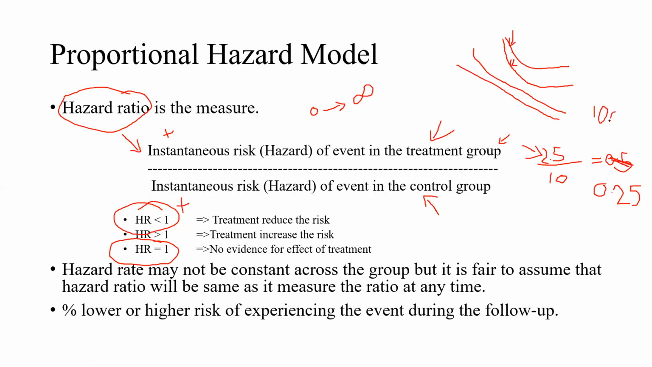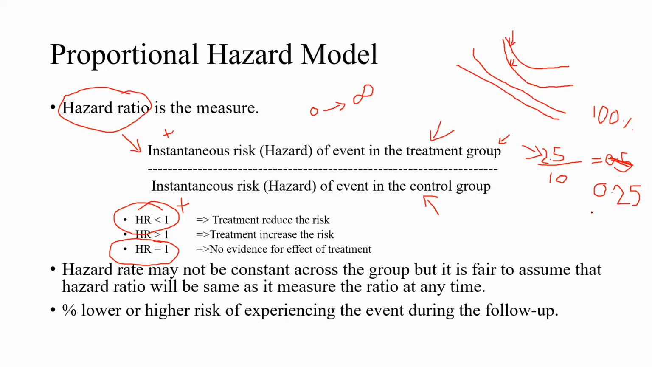And from our example, we have seen that the hazard ratio is actually 0.25, which means that the occurrence of the event among the treatment group compared to the control group is only 25% instead of 100%. So, in other words, it is 75% less likely to happen. The event is 75% less likely to happen in the treatment group when we compare it with the control group.